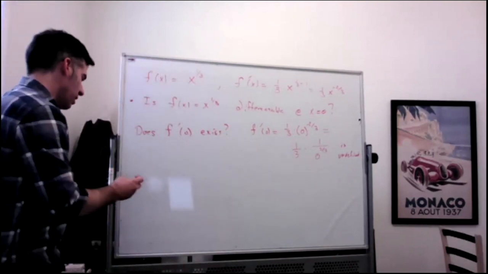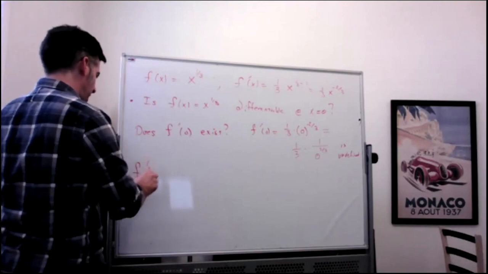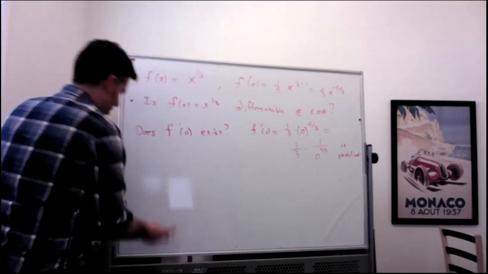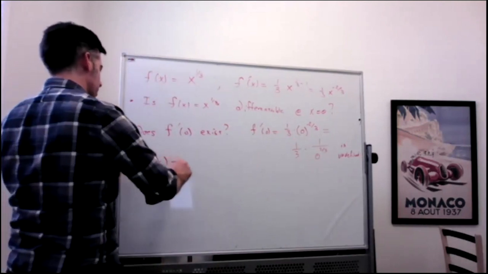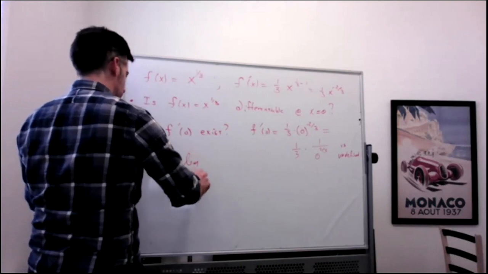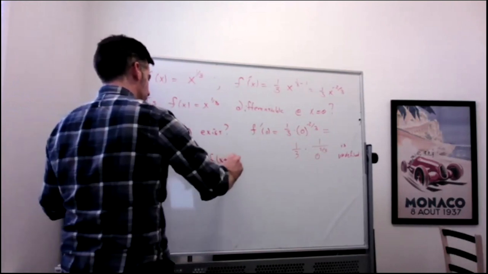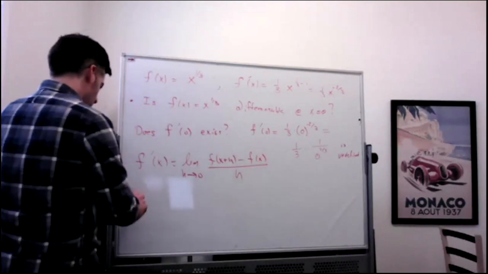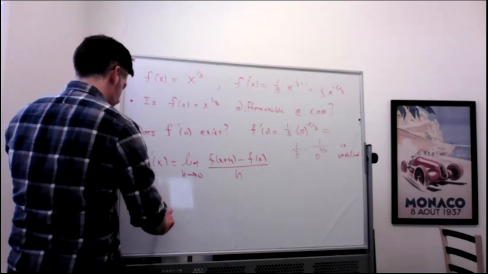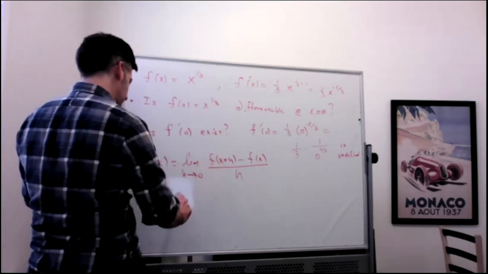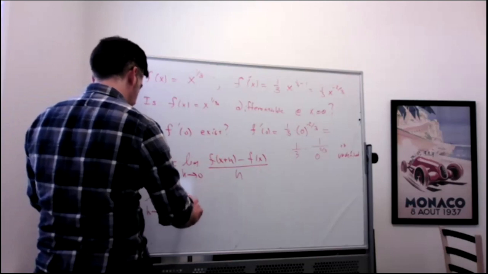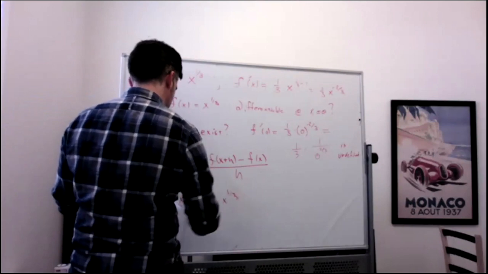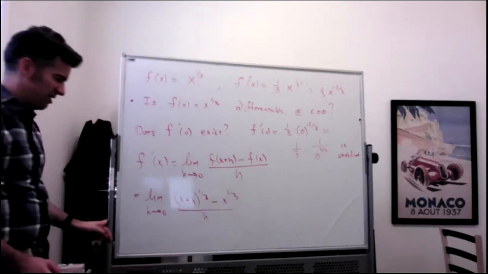Say, okay, I want to find f prime of 0 using the limit definition. So we know, I'm going to back up one sec. We know that f prime of x is the limit as h goes to 0 of f of x plus h minus f of x over h, which is equal to the limit as h goes to 0 of f of x plus h is going to be the cube root of x plus h, or x plus h to the 1/3 power minus x to the 1/3 power over h.